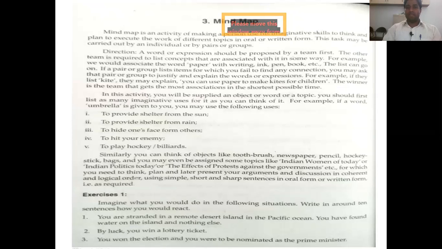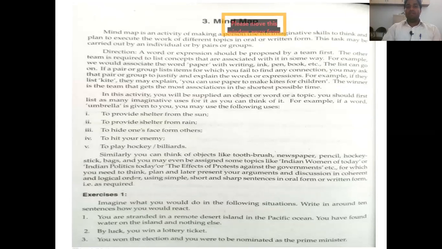What is meant by mind map? Mind map is an activity of making a person use his imaginative skills to think and plan to execute the work of different topics in oral or written form. This task may be carried out by an individual or by a pair or groups. So there is a direction. A map gives a direction. A common word or expression should be proposed by a team first. The other team is required to list concepts that are associated with it.